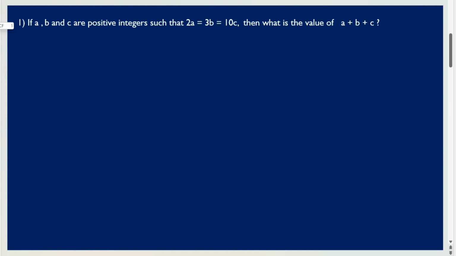And then here, when it says 2a equals 3b equals 10c, 2a is a multiple of 2, 3b is going to be a multiple of 3, and 10c is going to be some multiple of 10. Okay, so now the question is 2a equals 3b equals 10c. So first you want to find the LCM of 2, 3, and 10. So I'm going to use the division method as we learned in LCM part 1.